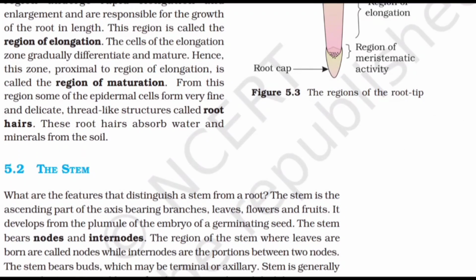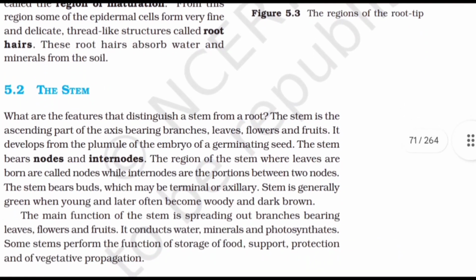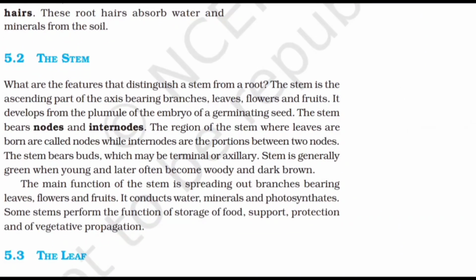5.2 The stem. What are the features that distinguish a stem from a root? The stem is the ascending part of the axis bearing branches, leaves, flowers, and fruits. It bears nodes and internodes. The region of the stem where leaves are borne is called the nodes, while internodes are the portions between two nodes. The stem bears buds, which may be terminal or axillary. The stem is generally green when young and later often becomes woody and dark brown. The main function of the stem is spreading out branches bearing leaves, flowers, and fruits. It conducts water, minerals, and photosynthates. Some stems perform the function of storage of food, support, protection, and vegetative propagation.